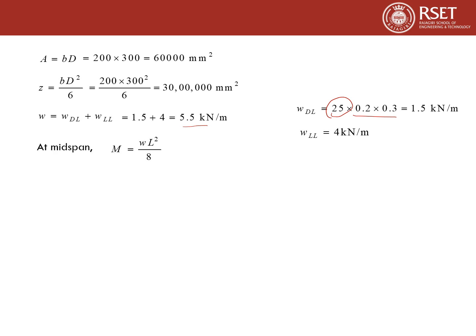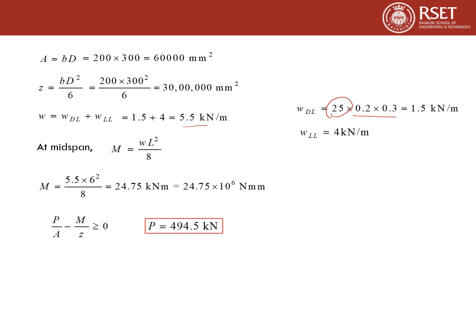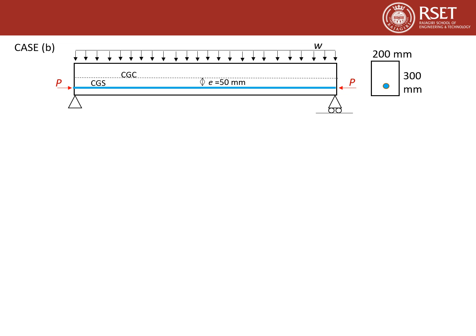Now the maximum bending moment will be at the midspan, that is given by WL square by 8 for a simply supported beam subject to uniformly distributed load. So substituting the values, we get a moment of 24.75 kilonewton meter. Then the condition for no tension, P by A minus M by Z should be greater than or equal to 0. Substituting the values, we get a pre-stressing force of 494.5 kilonewton.